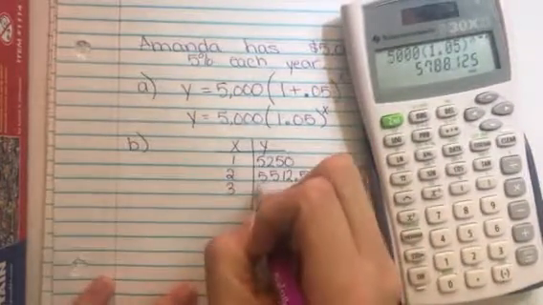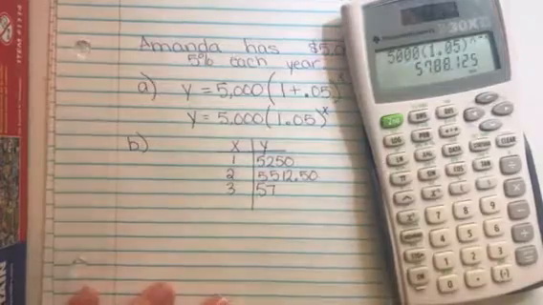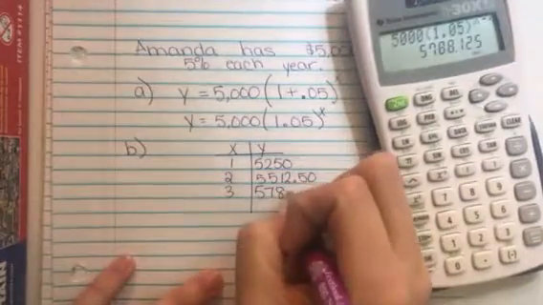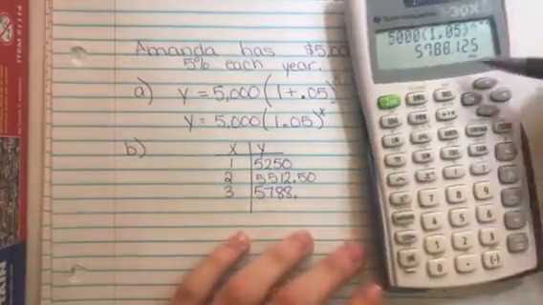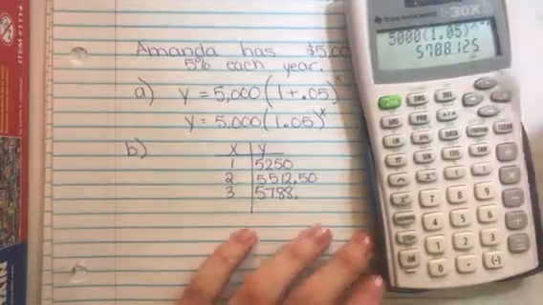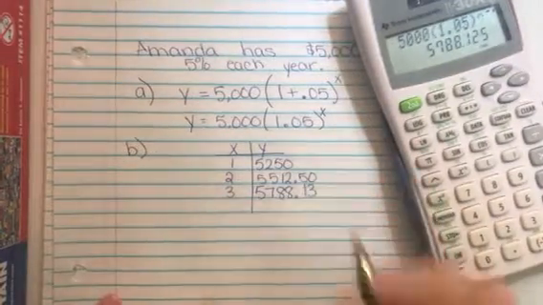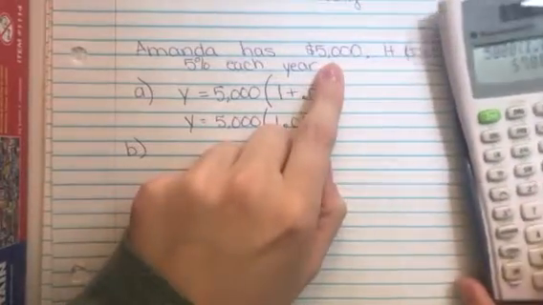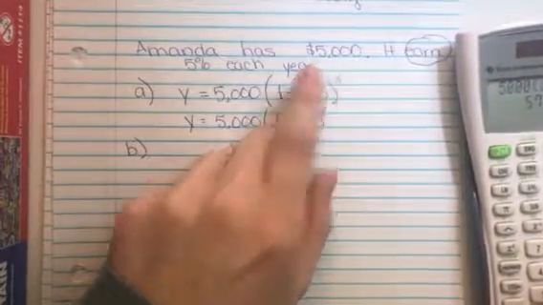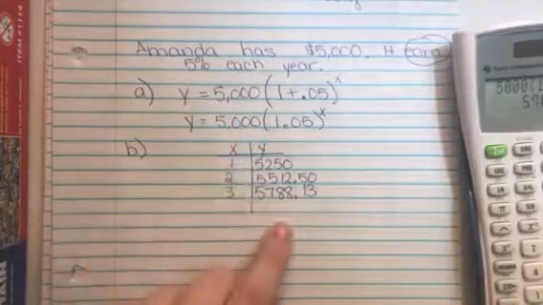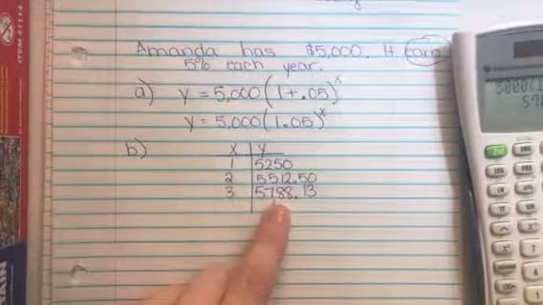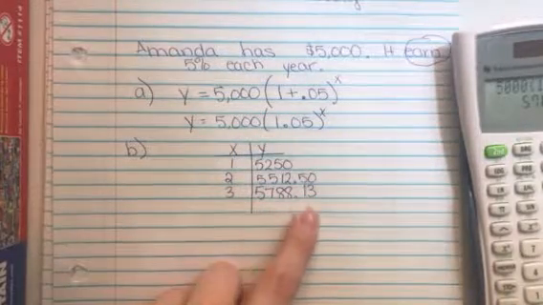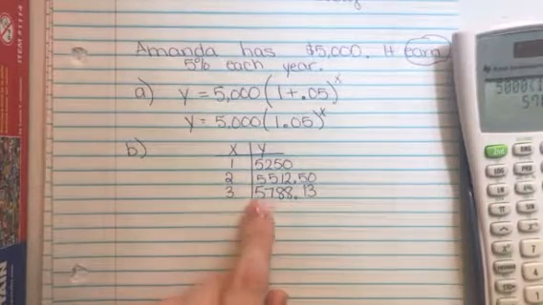So I'll get $5,788, and then this is money. So I can't do 3 decimal points when I'm talking about money, so I'm going to round, so 0.13. Okay, so this says if I put $5,000 into this account and I just let it sit there and it's earning 5% interest each year, after 3 years, I will have earned an extra $788.13, right?